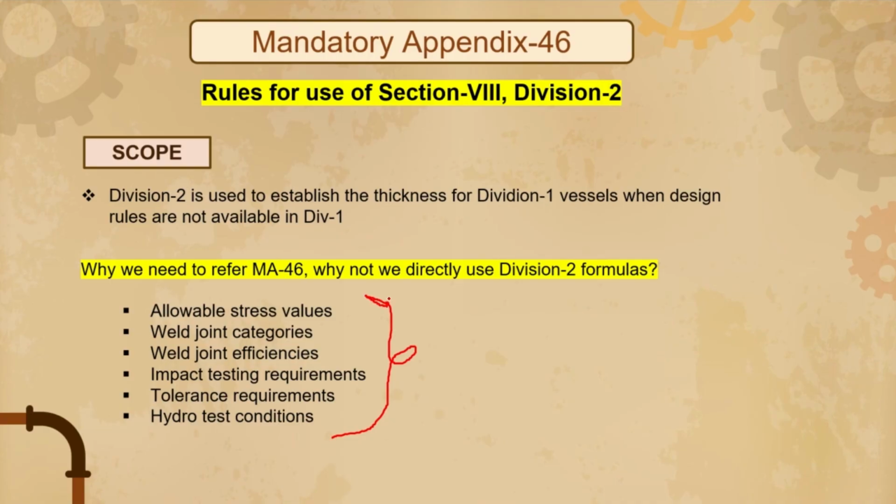Okay. I hope now you can understand why we are referring to the mandatory appendix first before going to the Division 2 formulas.